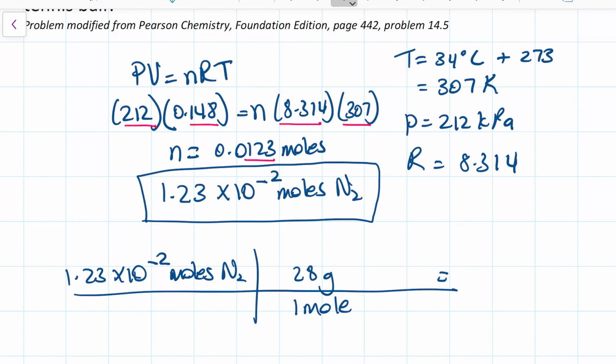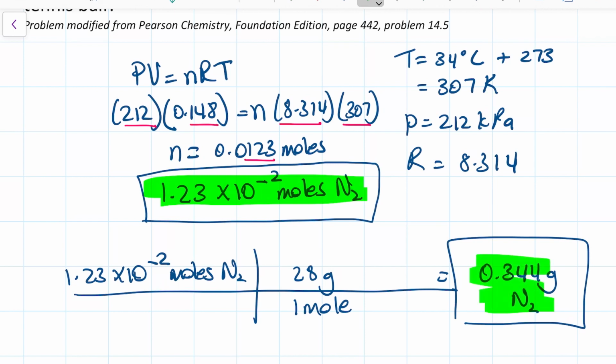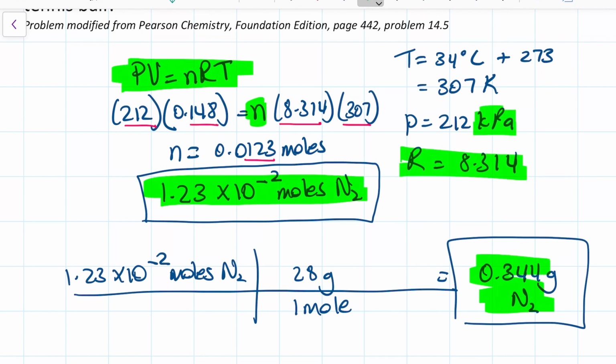I'll pause for 5 seconds while you pause and do this yourself. And you should get 0.344 grams of nitrogen. So that's how many grams of nitrogen are in the tennis ball. There are 0.0123 moles of nitrogen in the tennis ball. How did we solve it? We used the ideal gas law, solving for N, our number of moles. How did we know to use an R value of 8.314? This is the R value that goes with kilopascals. So another great example of science working for us and plugging and chugging into the correct formula.